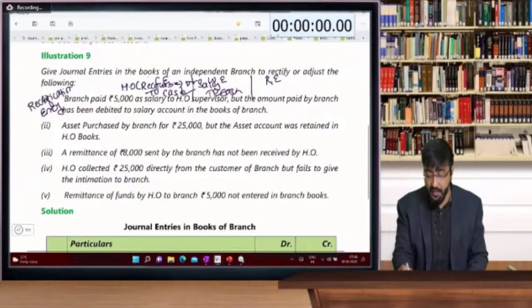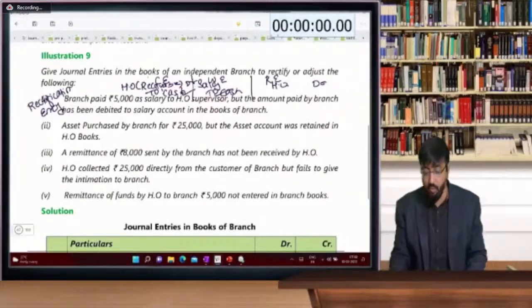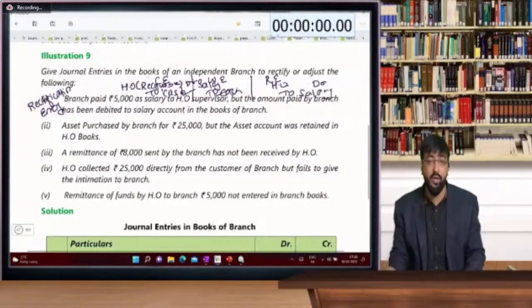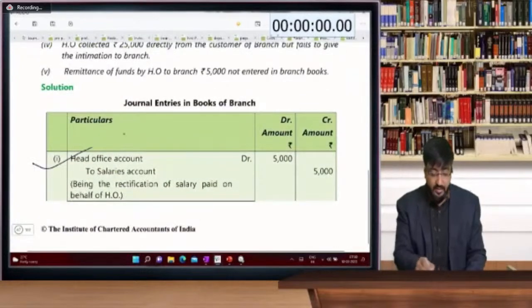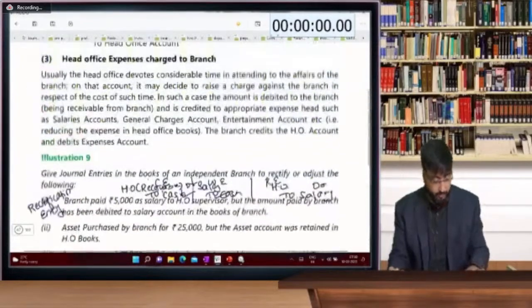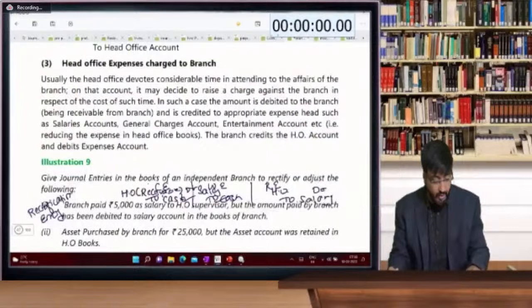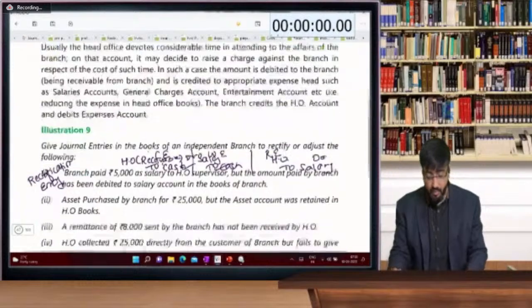Now the rectification entry will be HO account debit, the same balance. For the correct entry, we are giving the same balance, so HO will be debited. But at the same time, we want to cancel the salary. So the entry will be HO account debit to salary. This is not the wrong entry, but this is the rectification entry. This is the first one, so easy.